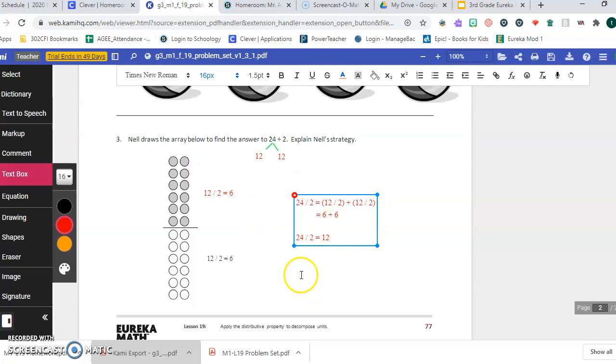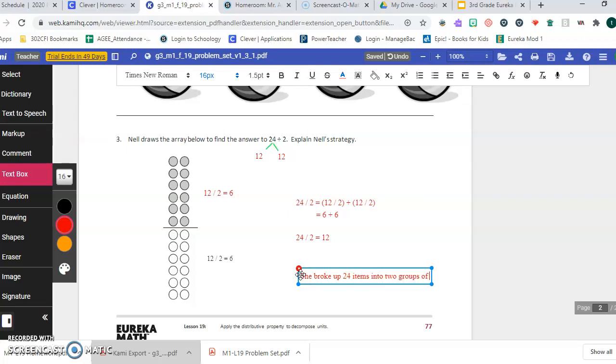So her strategy, if I wanted to put it into words, she broke up 24 items into 2 groups of 12 items. She divided the 12 items into groups of, let's do 6 groups of 2, and then added 6 and 6. She added 6 and 6 to find 12 total.